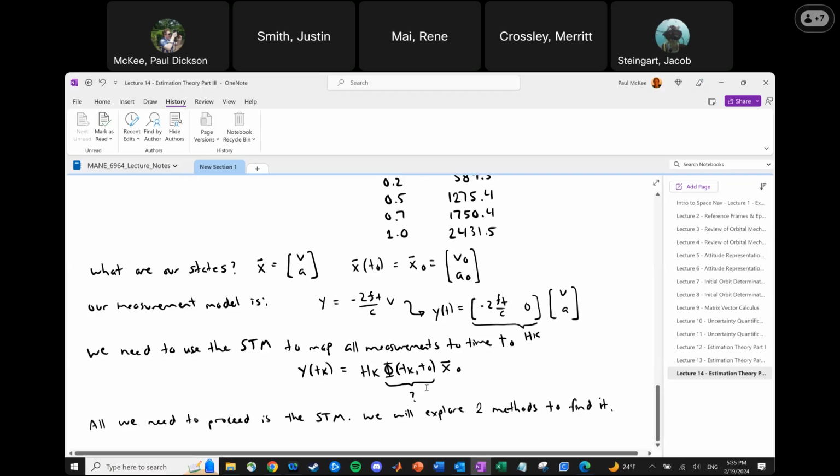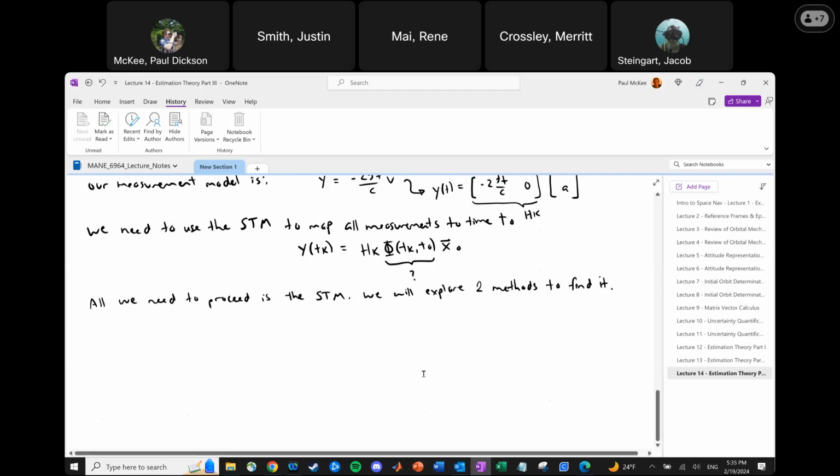So we're going to talk about one way of finding the state transition matrix, which is probably my less favorite of the two. But this is interesting enough. State transition matrix. So this is an example within an example. Example one, we're going to call this method one.